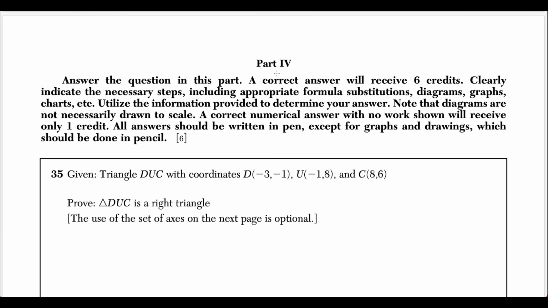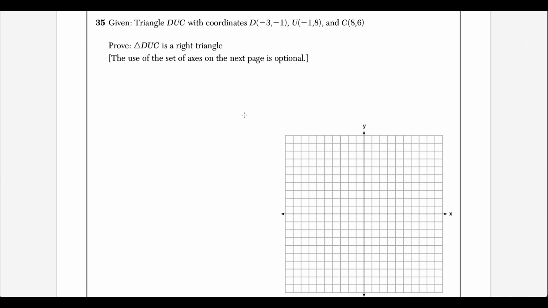So we made it to part 4, question 35, the final boss, and this is worth 6 credits. So for this question, I went ahead and copy and pasted the set of axes. And what we have here is triangle DUC with these coordinates. And we want to prove that triangle DUC is a right triangle. So the first thing we should do here is plot these points and connect them. So after connecting all these points here, I think it's obvious that angle U is our right angle.